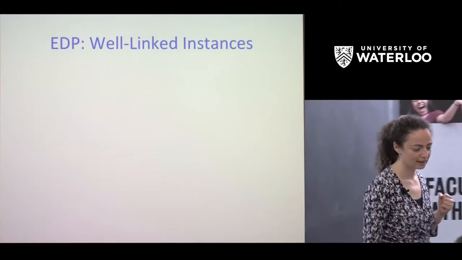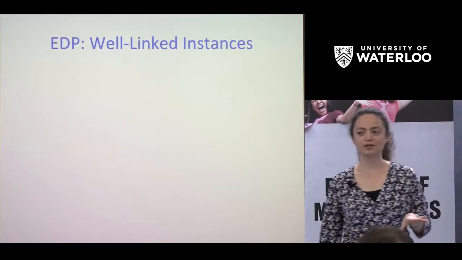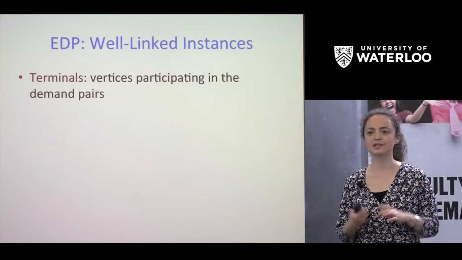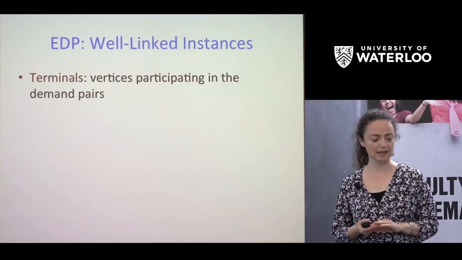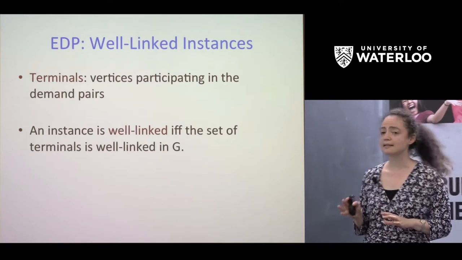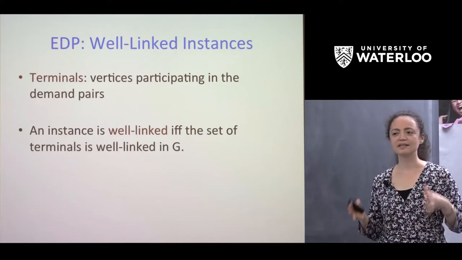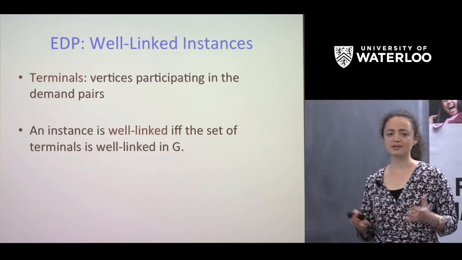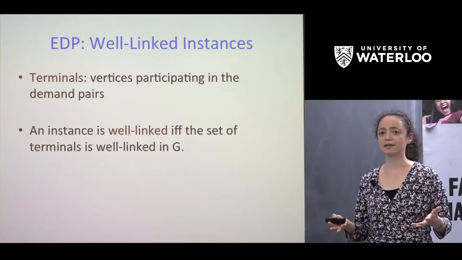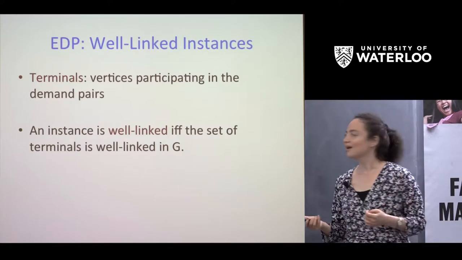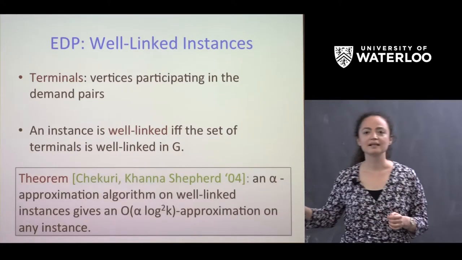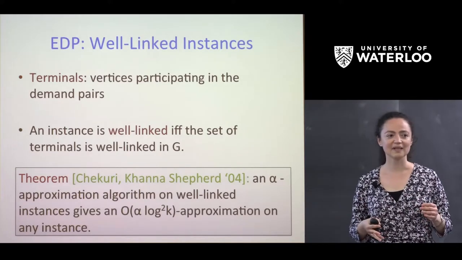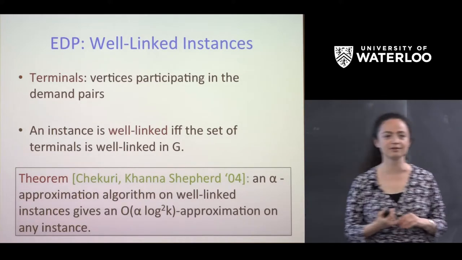Okay. So now we're going back to the edge-disjoint paths problem. And remember, terminals are the vertices that participate in the demand pairs. I will say that my instance is well-linked if the set of the terminals is well-linked in my graph. Of course, it's possible that the instance I'm given is not well-linked. But there is this really neat theorem that says that if you can get a good approximation for well-linked instances, then you're done, if you're willing to lose this log squared k factor.